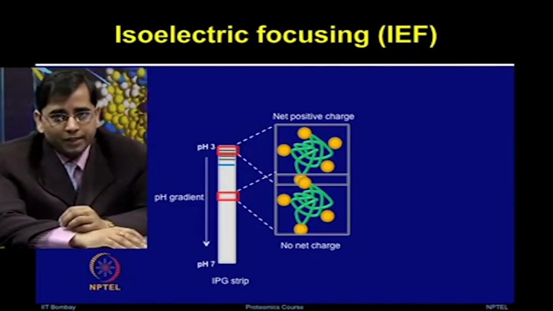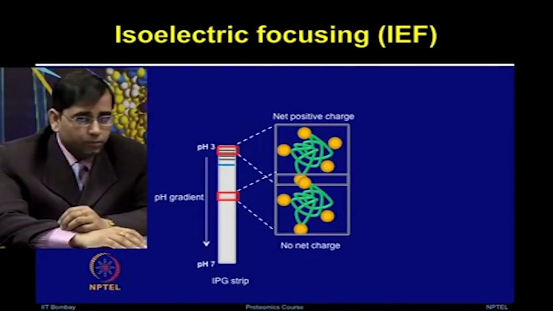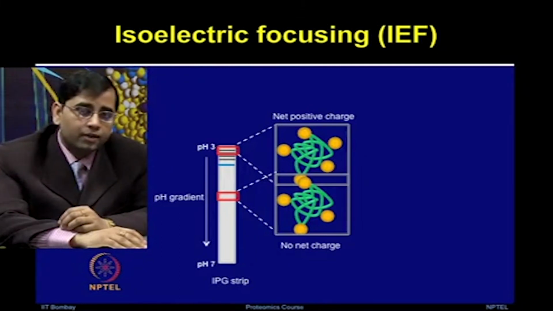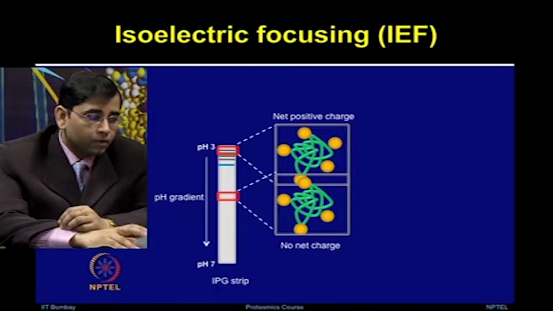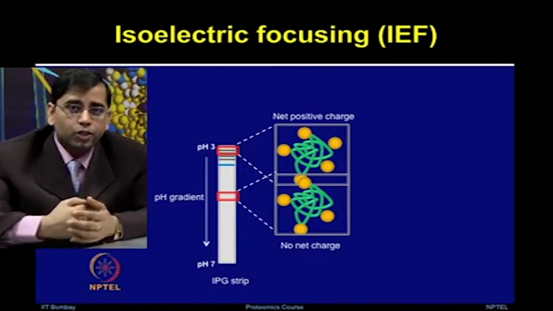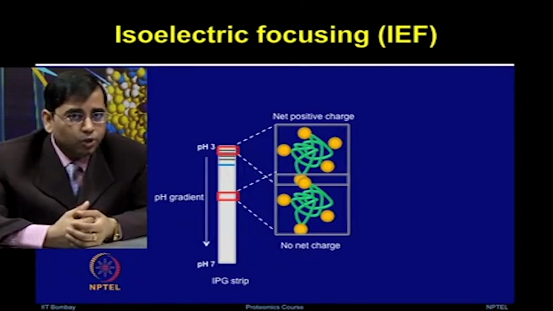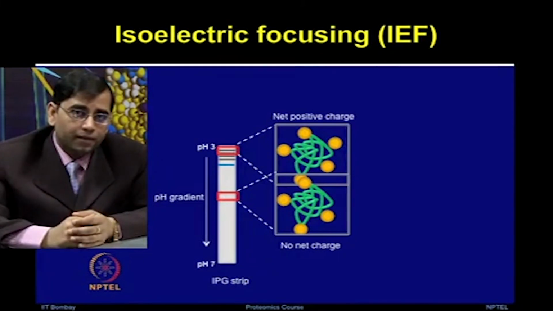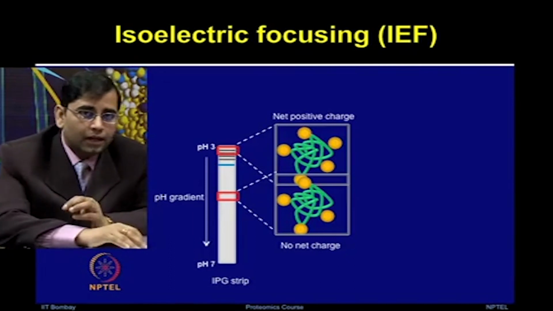Let me show you this process in this animation here. You have an IPG strip with a pH 3 to 7 gradient. When the proteins are moving in the electric field from the positive charge towards the negative charge, when pH becomes equal to its pI, then there is no net charge and the protein will remain over there. So, now this will be the isoelectric point.